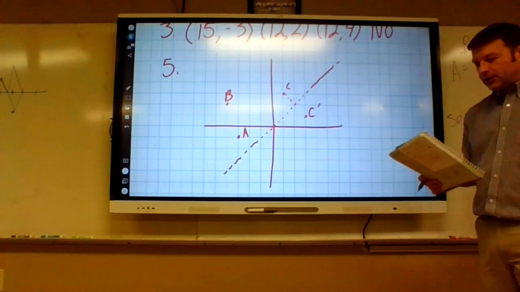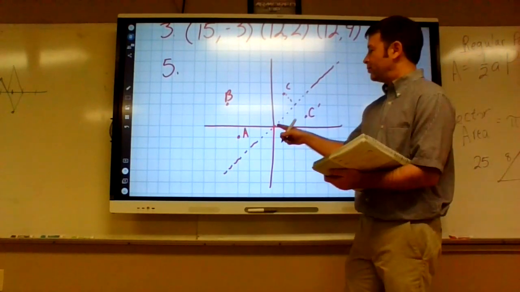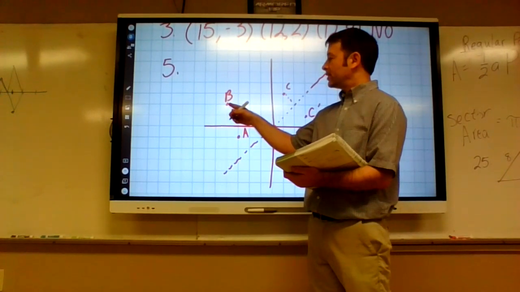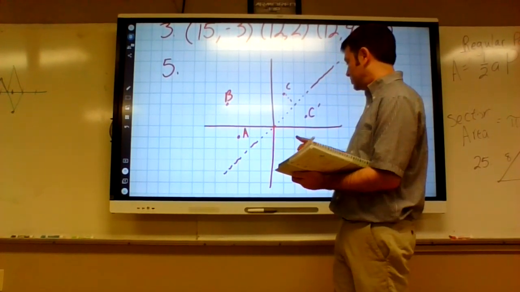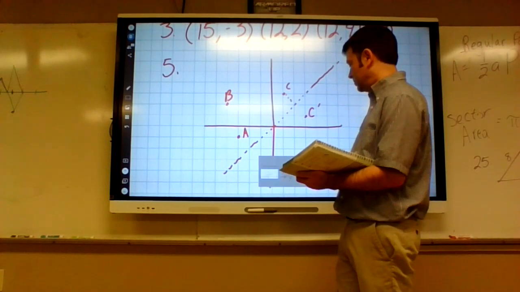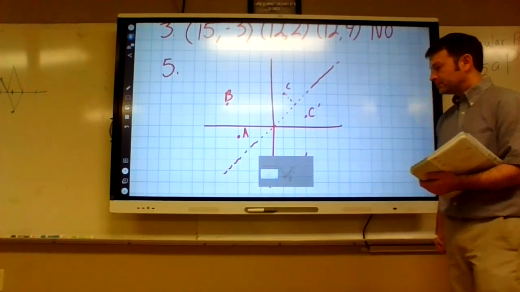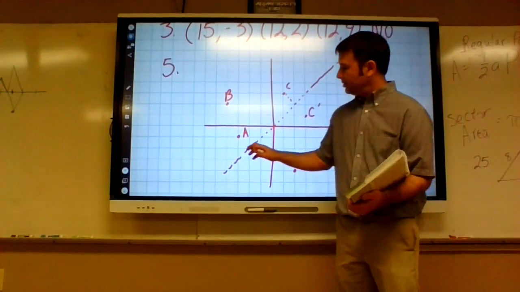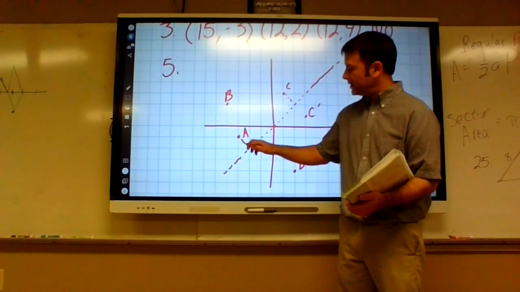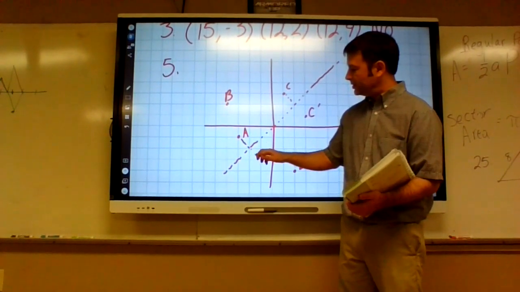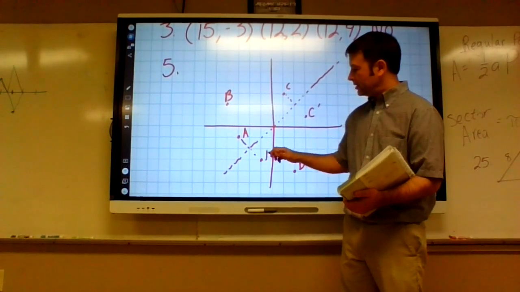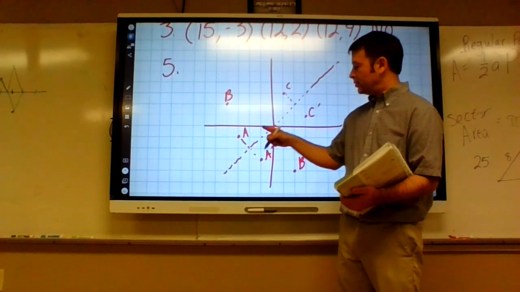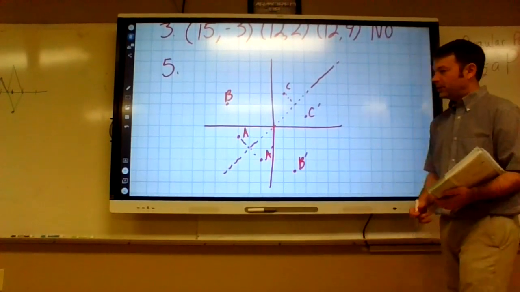C and C prime. And then B was at -4, 2. So where is -4, 2 gonna reflect? 2, -4. 1, 2, 3, 4. Right there. B prime. And then A. You can also kind of do it this way, like just see how it's one diagonal step to get to the line and one diagonal step. So it'll be right there. A was at -3, -1, so it goes to -1, -3. A prime.